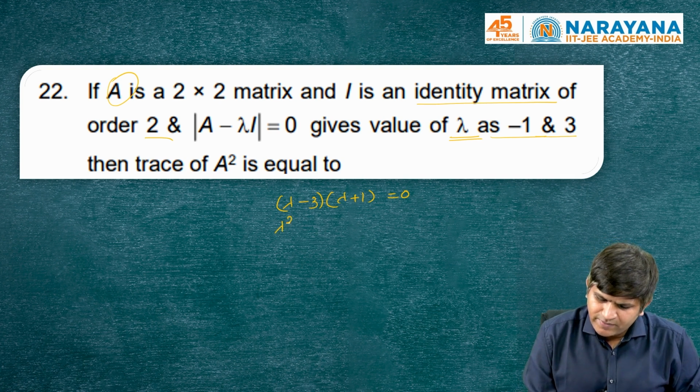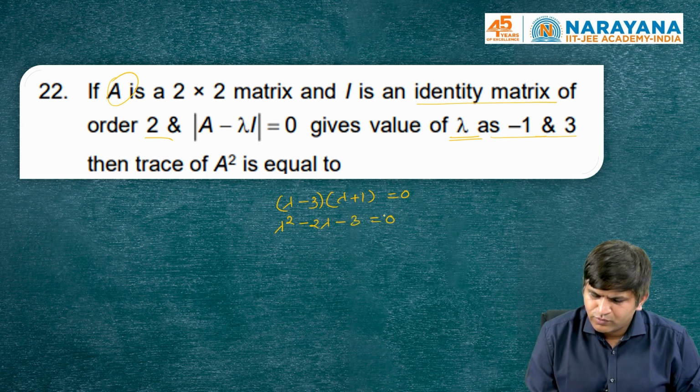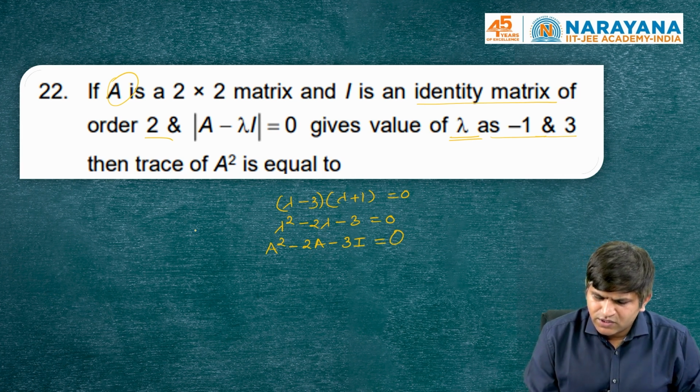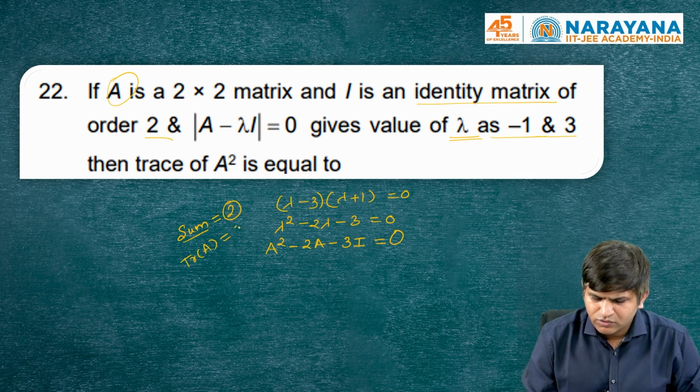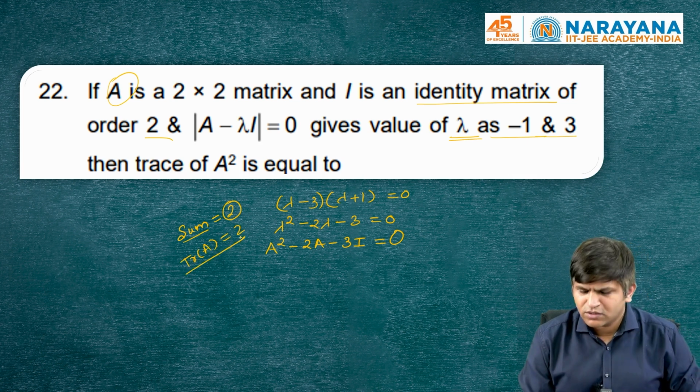So that will be lambda square minus 3 lambda plus lambda, that is minus 2 lambda, and minus 3 equal to 0. By Cayley-Hamilton we can say that the matrix will satisfy this. So A square minus 2A minus 3I is equal to the null matrix. Now we know that the sum of the values of lambda, that is 2, represents the trace of the matrix. So the trace of the matrix is 2.